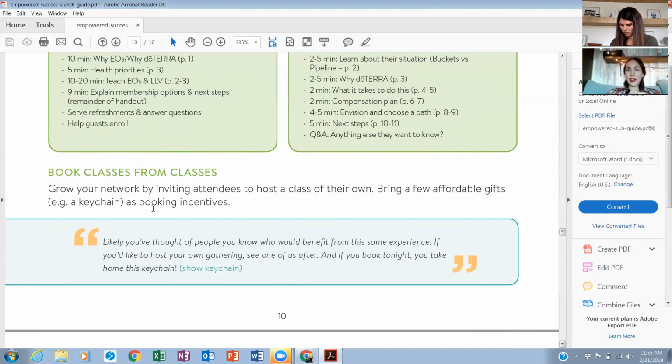When you do 125 PV before the 15th of the month, you will get a free oil or a free product from doTERRA that's worth anywhere from $10 to $15. I take that free product of the month and put it in this little basket, and that's what I give for my prizes. I'll tell people, if you purchase from me today, or if you book a class with me today, or with whoever I'm teaching the class for, then you'll be able to pick something out of my little basket.